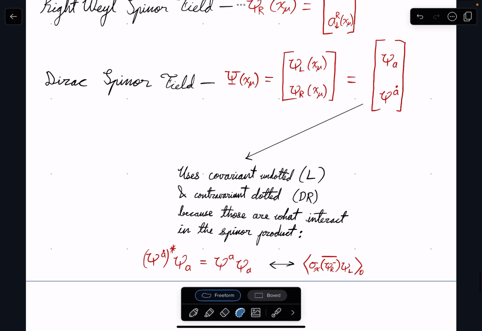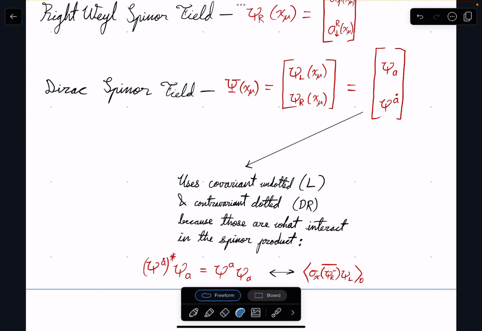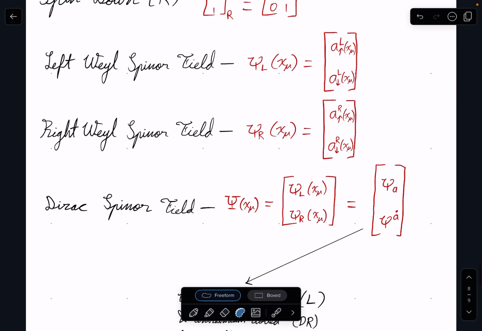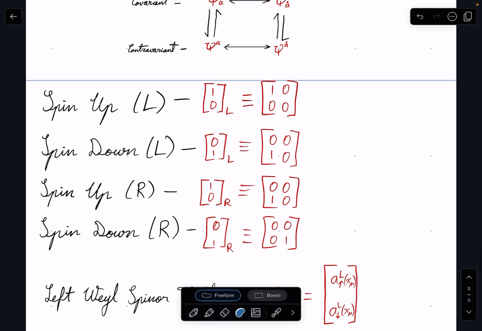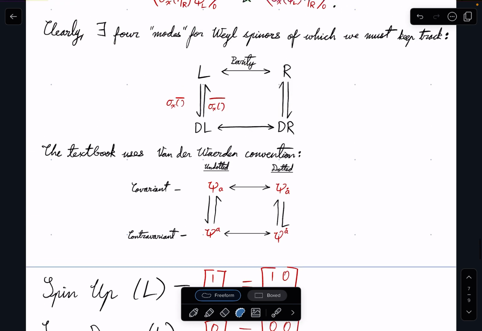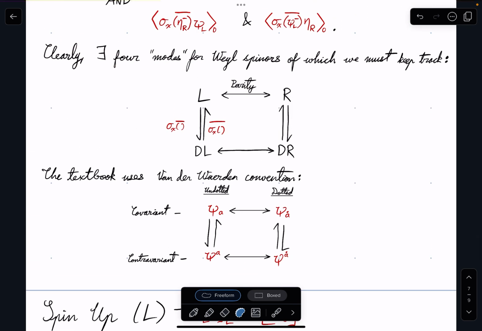So yeah, these are the basics of spinor fields and their notation.